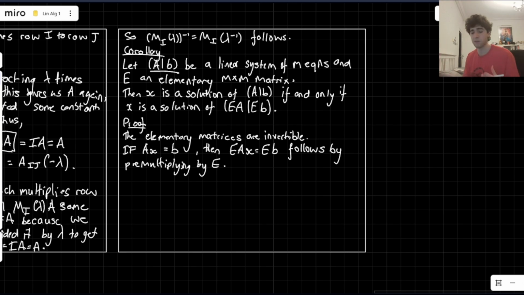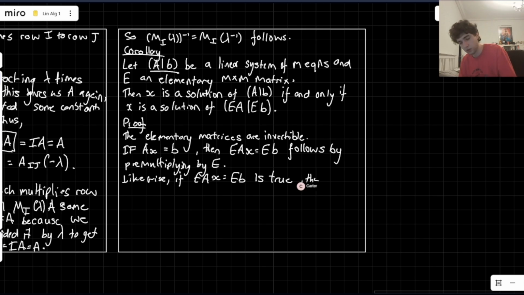Okay, so that's good. Now we need to show that if my transformed system has some vector of solutions, so will my initial system. And that's when we need to use the invertibility. I should really say likewise, if we have a transformed system and x is a vector of solutions to that system, then it also obviously follows that Ax equals b.